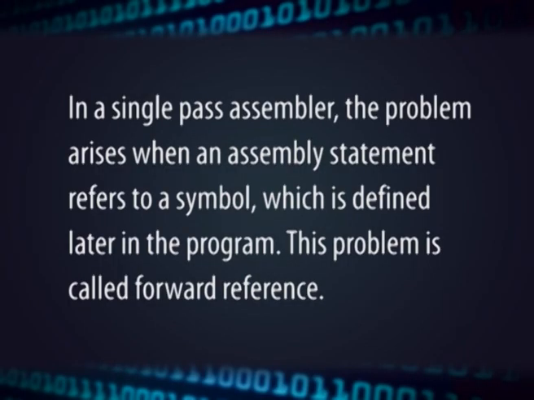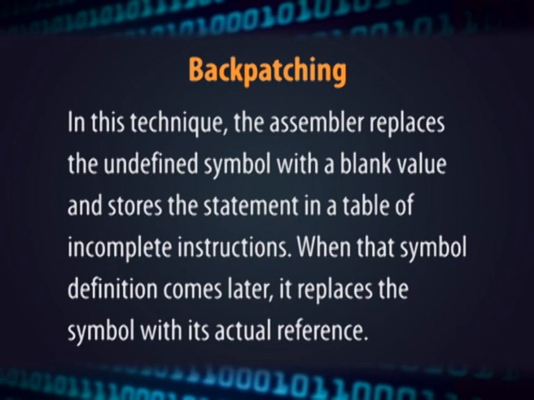In a single pass assembler, the problem arises when an assembly statement refers to a symbol which is defined later in the program. This problem is called forward reference. The problem of forward reference is tackled by using a technique called backpatching. In this technique, the assembler replaces the undefined symbol with a blank value and stores the statement in a table of incomplete instructions. When that symbol definition comes later, it replaces the blank with its actual reference.